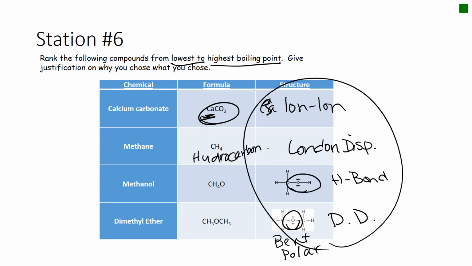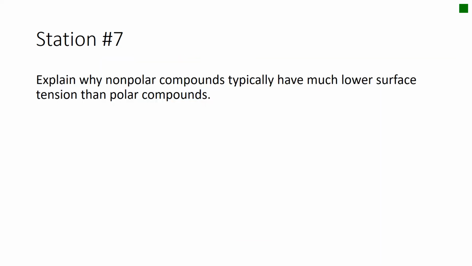So the lowest to highest boiling point, it's going to go in order of direct order of strength of IMF. So the lowest boiling point would be your London. So it would be methane is the lowest. I'm going to rank that as number, I would list it as number four. Then the next one would be dipole-dipole, so that would be dimethyl ether. The next one would be your hydrogen bond, so methanol, and your highest boiling point would be your ion-ion.